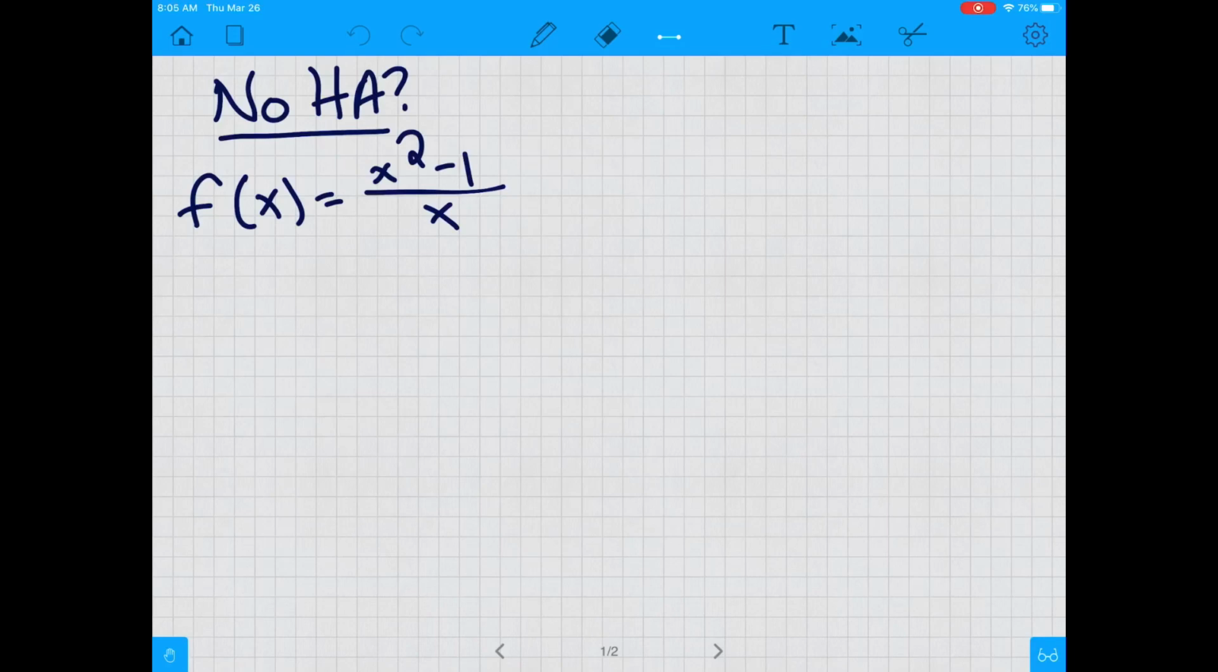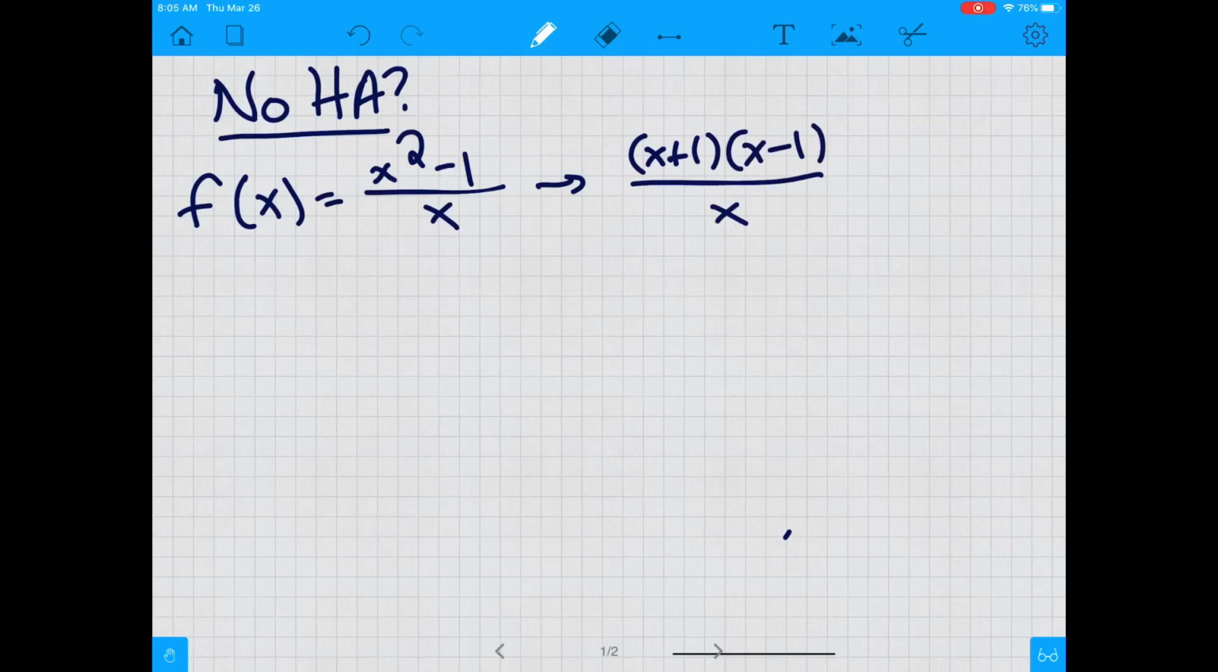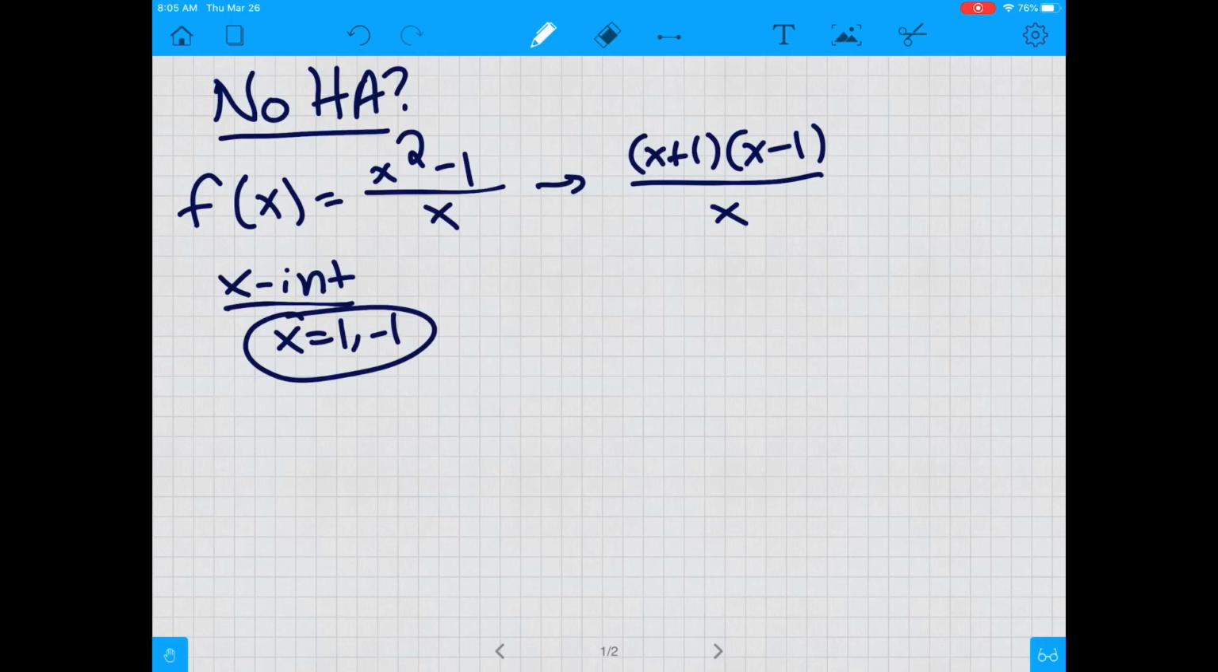So if you take a look at the example that I've got here, x squared minus 1 over x, the first step is still going to be the same as always. I'm going to take this and factor the numerator, and obviously my denominator is already factored. So, still first thing, I'm going to find my x-intercepts. Here those will be at x equals 1 and negative 1.